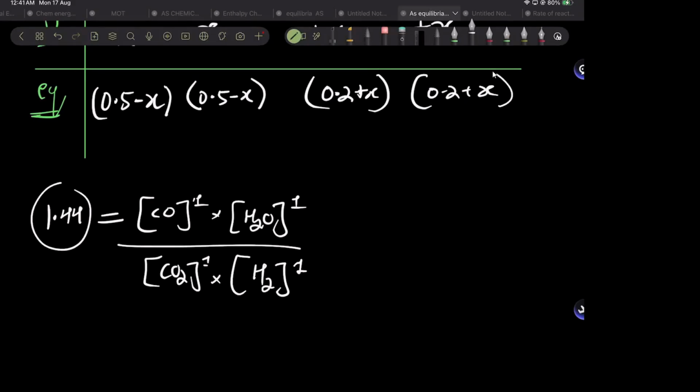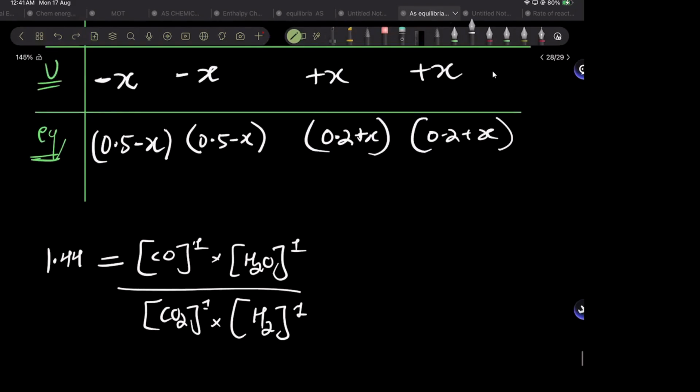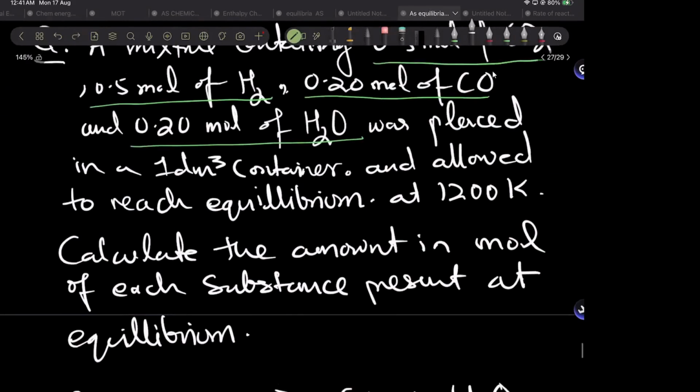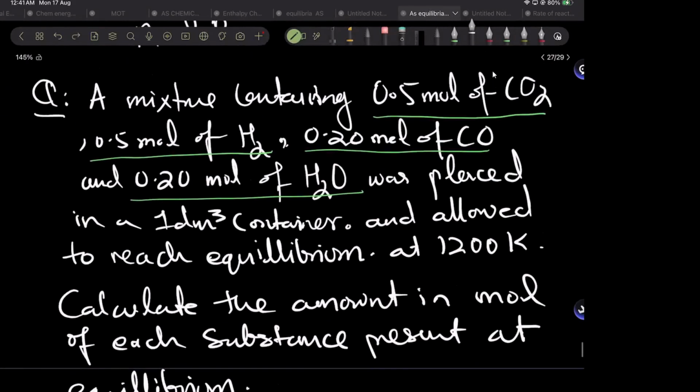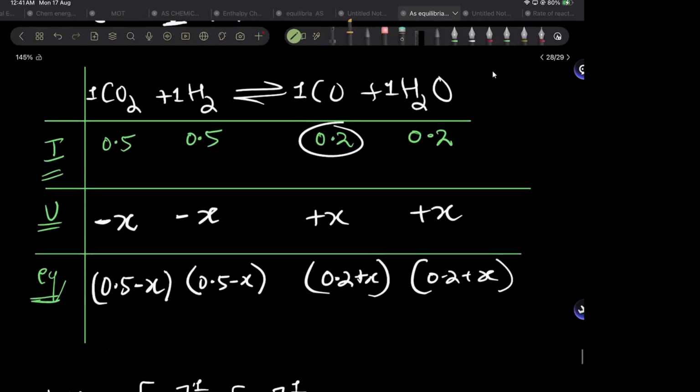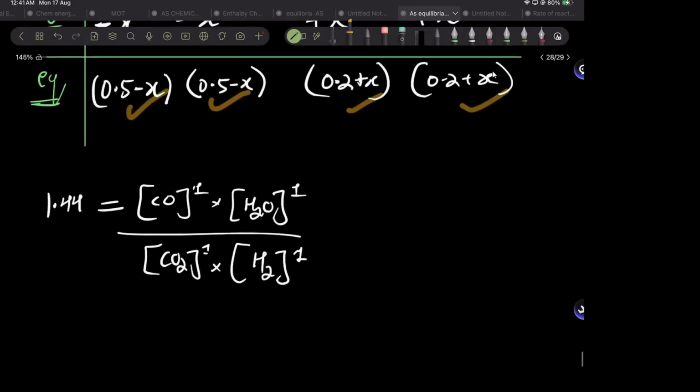Now, before inserting them over here, I need to confirm, are all these moles in 1 dm cube? They said in the question that these moles were placed in a 1 dm cube container. So are all these moles in 1 dm cube? The initial, the used, and then the final at equilibrium. All of them are in 1 dm cube. So all of them pass. Now I can insert them in the expression.